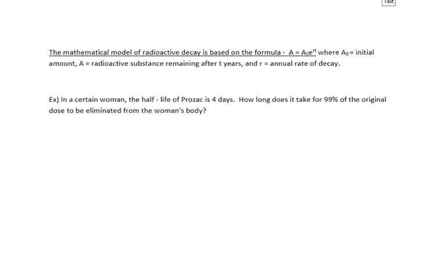In this video, we're going to continue our discussions dealing with applications of exponential and logarithmic functions, this time with radioactive decay. So let's take a look at the mathematical model of radioactive decay based on the formula. A of zero is the initial amount. A is the radioactive substance remaining after t years. And r is the annual rate of decay.